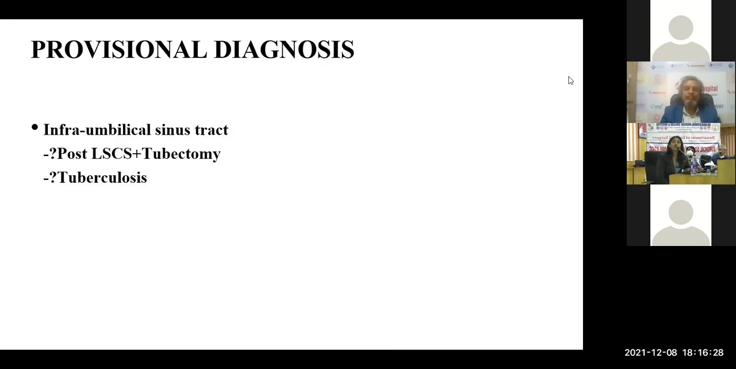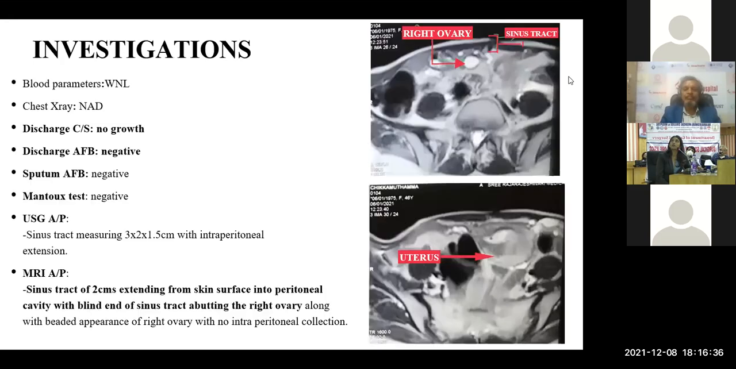A provisional diagnosis of infraumbilical sinus tract post LSCS and tubectomy and post tuberculosis was made. Investigations: blood parameters and chest X-ray were normal. Discharge culture and AFB were negative. Sputum AFB and Mantoux test were negative. Ultrasound of the abdomen pelvis showed a sinus tract measuring 3 by 2 by 1.5 centimeters with intraperitoneal extension.